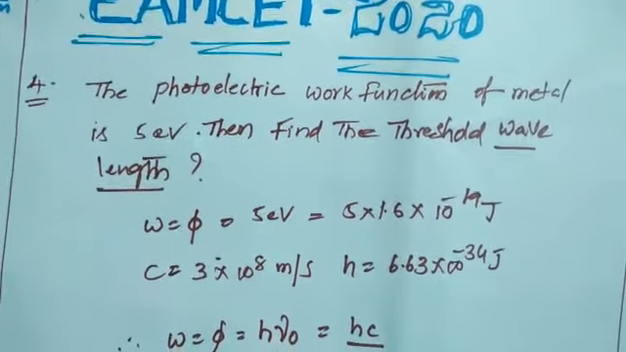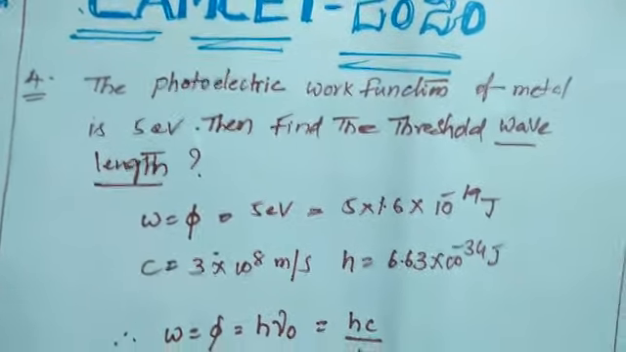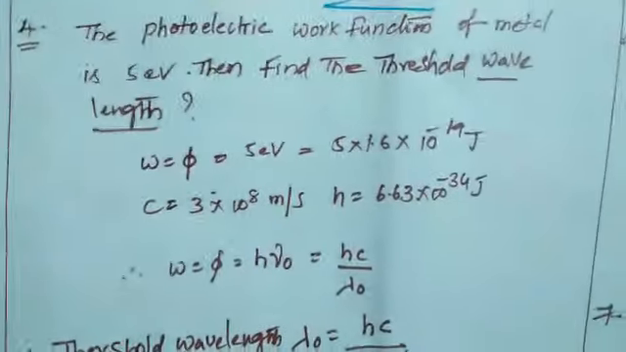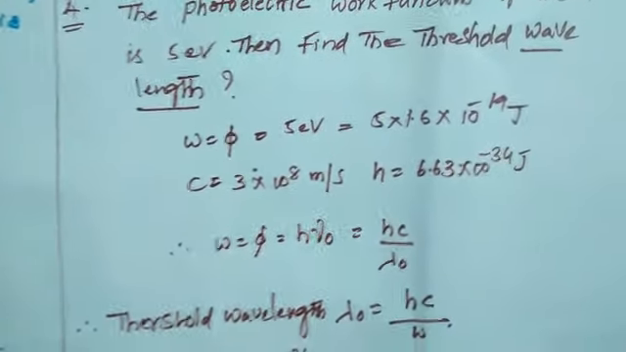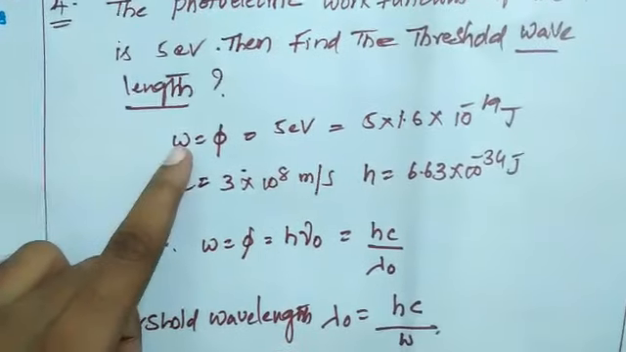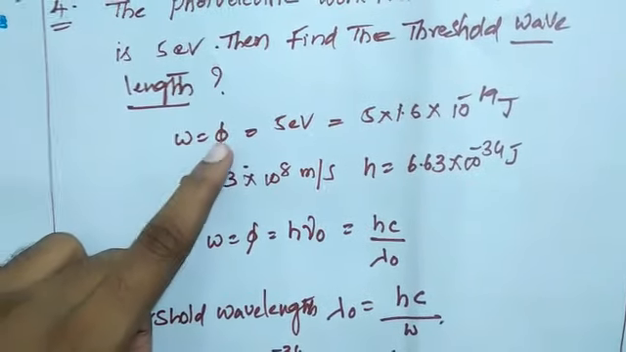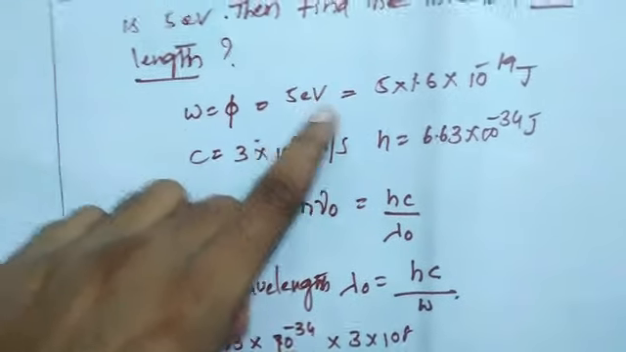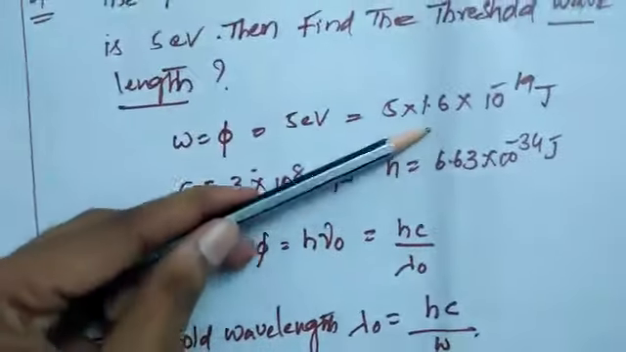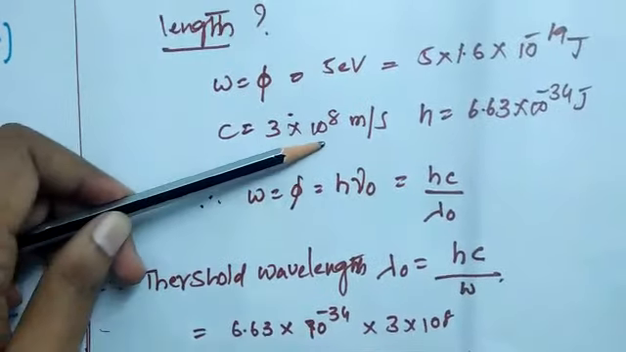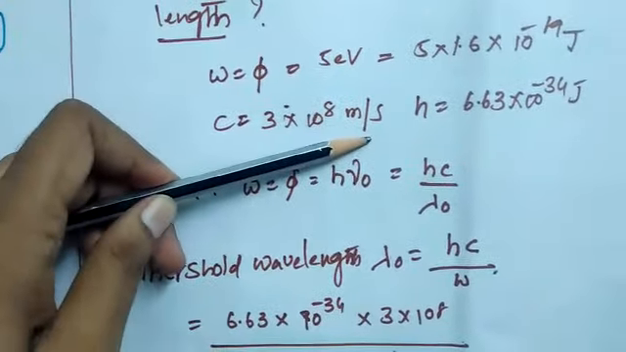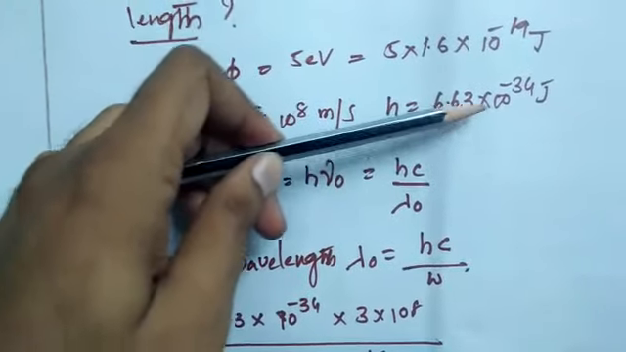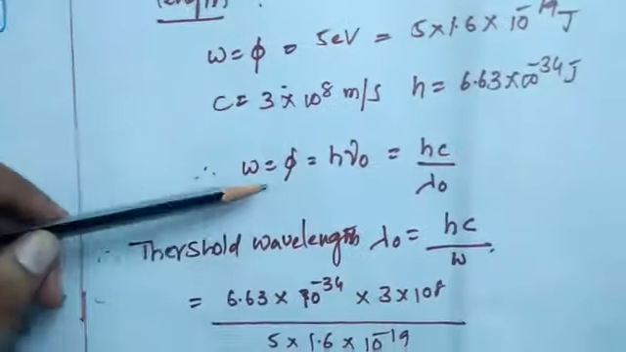Then find the threshold wave energy. Threshold energy is nothing but, look here, this is the work function. W is equal to phi naught, which is equal to 5 electron volts. It means 5 into 1.6 into 10 power minus 19 joules. So c is already 3 into 10 power 8 meter per second, and h is equal to 6.63 into 10 power minus 34 joule seconds.